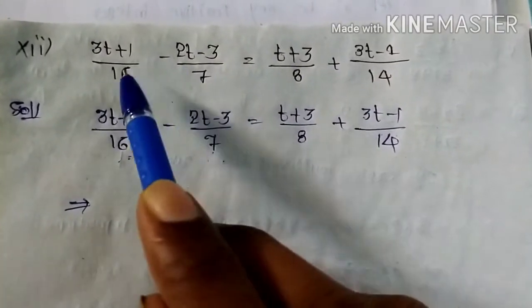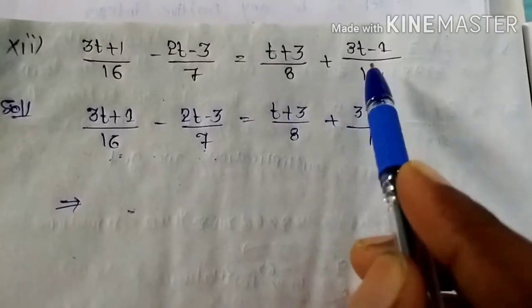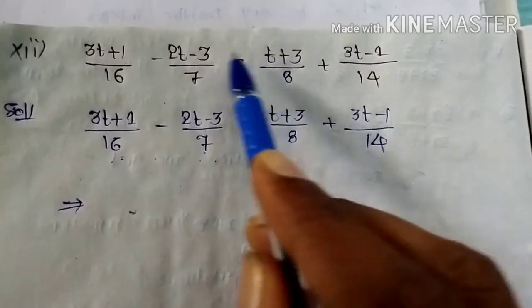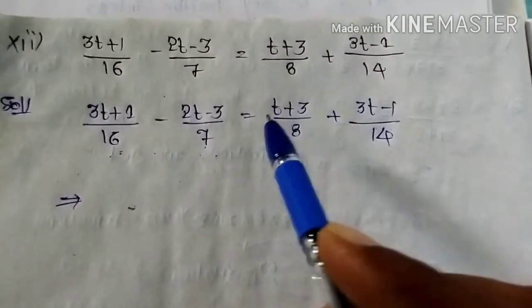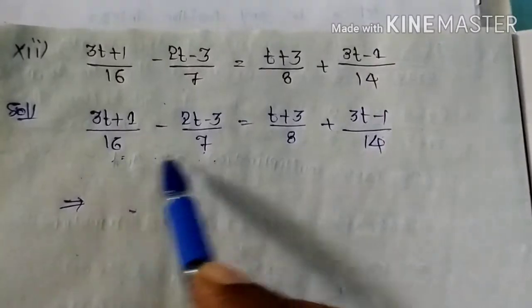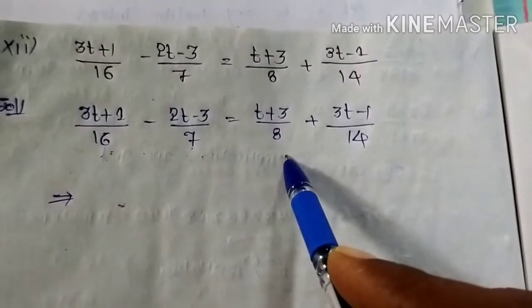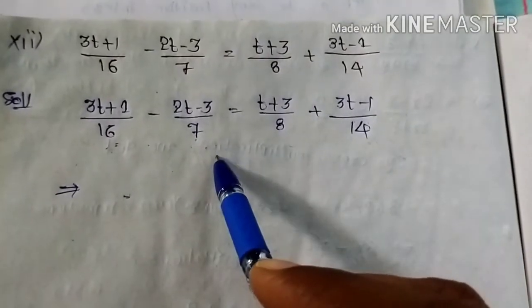Simplify the equation (3t plus 1) by 16 minus (2t minus 3) by 7 is equal to (t plus 3) by 8 plus (3t minus 1) by 14. First of all, you can look here, these are all unlike fractions, so that you can simplify using LCM. First find the LCM of these two terms. After that find the LCM of these two terms. After that you can do cross multiplication and then simplify.